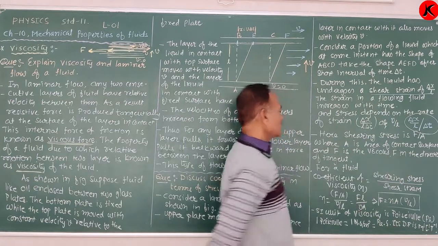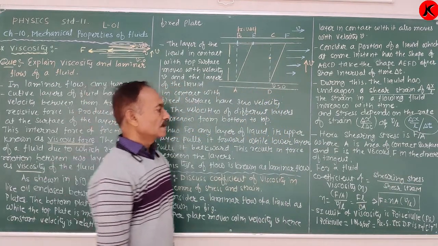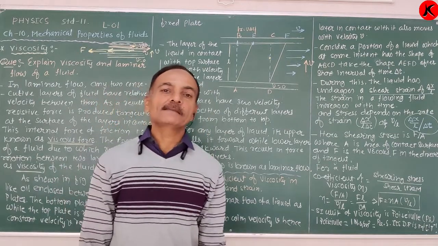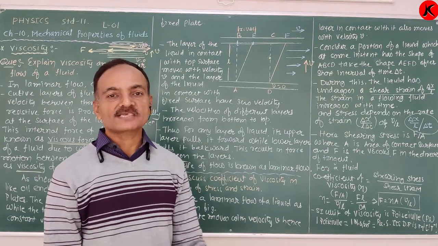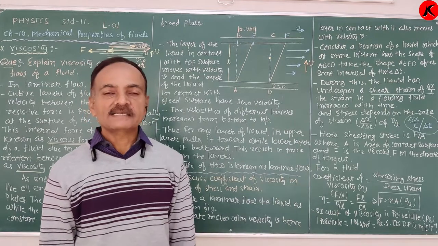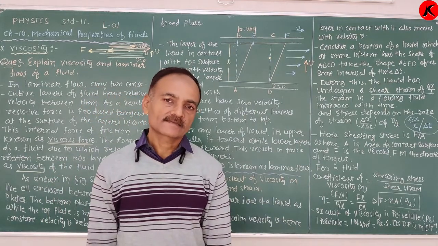F is in the direction of the tangent. Again, what has happened? This is not very easy, but keep in mind that our concept of stress and strain must be clear. Only then can we understand this. That means the coefficient of viscosity in terms of stress and strain.